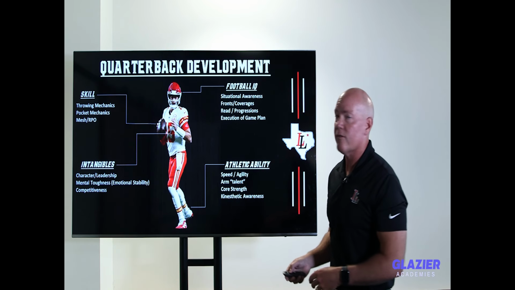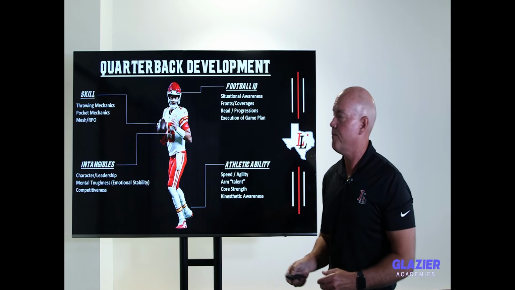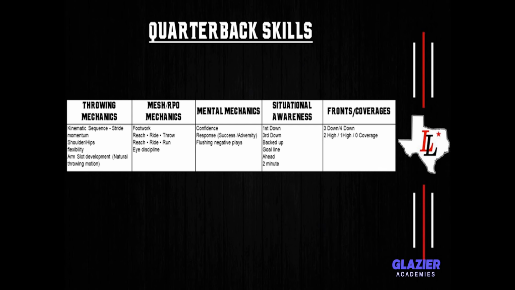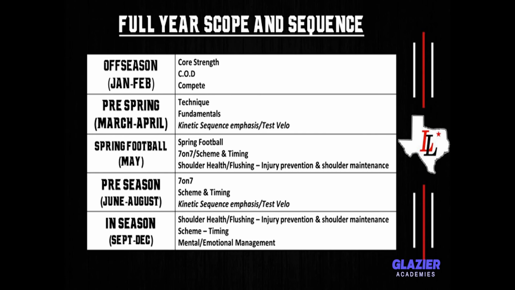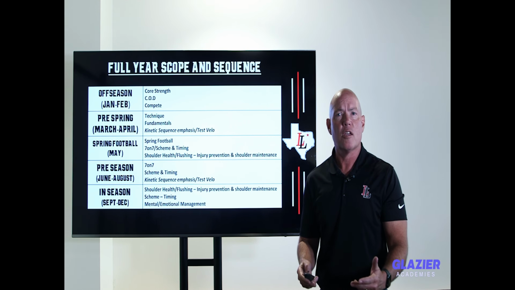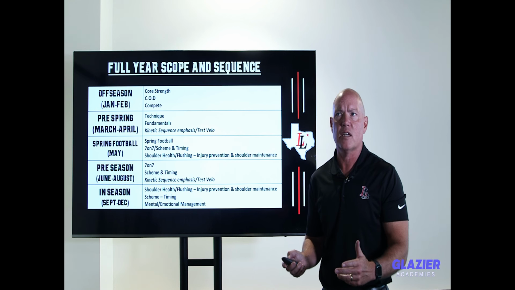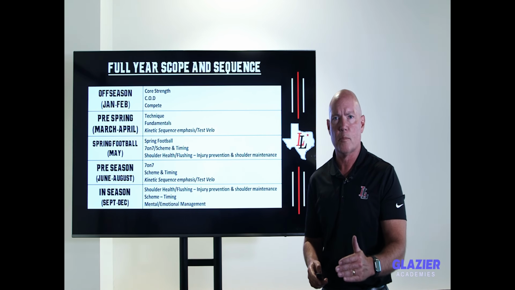This would be an example of a quarterback development system. There's a quarterback skills list. There's their yearly scope and sequence. You see, it's the exact same setup as we use for an offensive line. Completely different position. It doesn't matter. A process is a process.